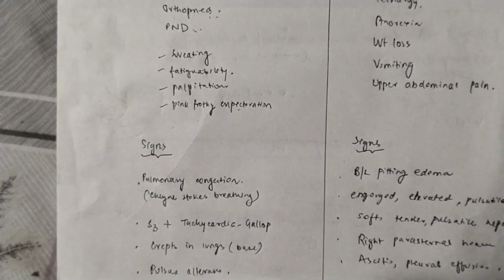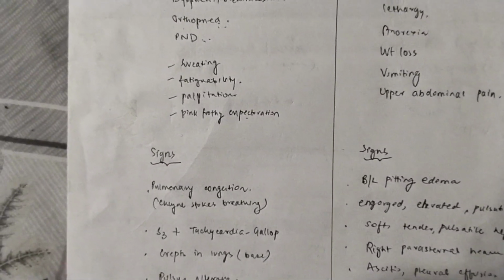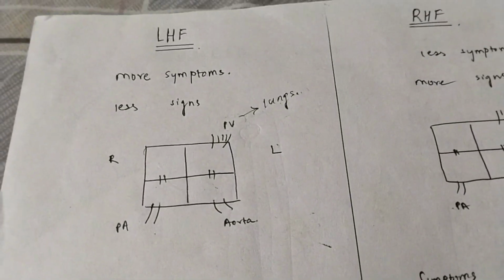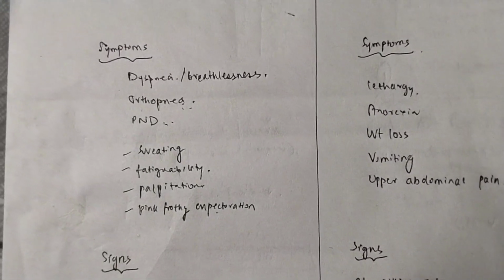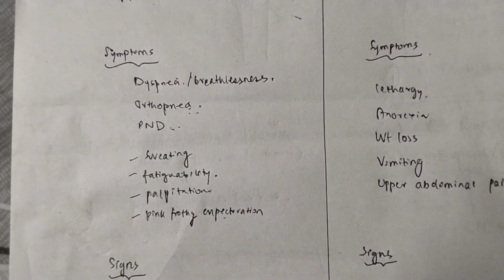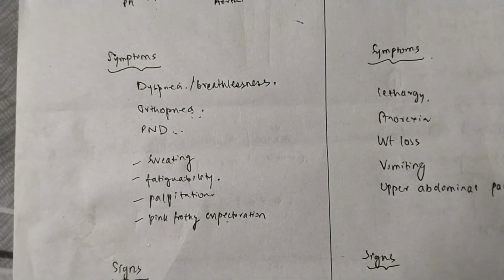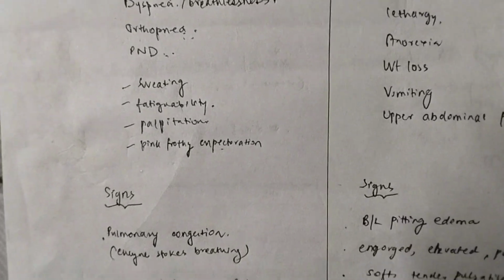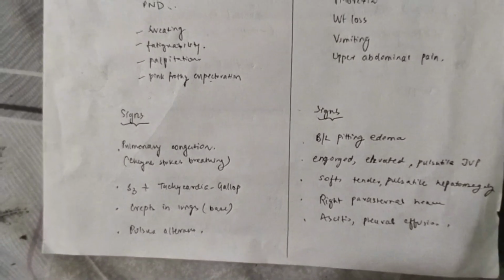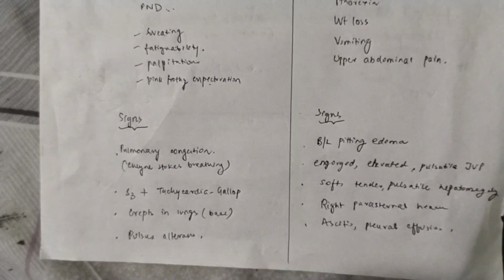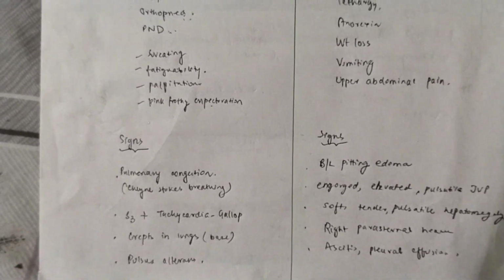That means sometimes the pulse has more pressure and more volume, and sometimes the volume decreases. And this is all occurring because of left heart failure. So very important symptoms: dyspnea, orthopnea, PND, and other slightly vague symptoms like fatigability, sweating, palpitations. But pink expectoration is important. And in signs you have pulmonary congestion, basal crepitations in the lungs, expectoration, pulsus alternans, and gallop.